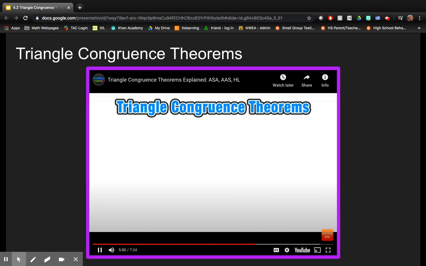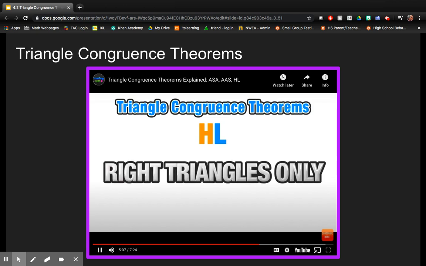Now our final congruence theorem is kind of a special case. It's called hypotenuse leg, and it applies to right triangles only.